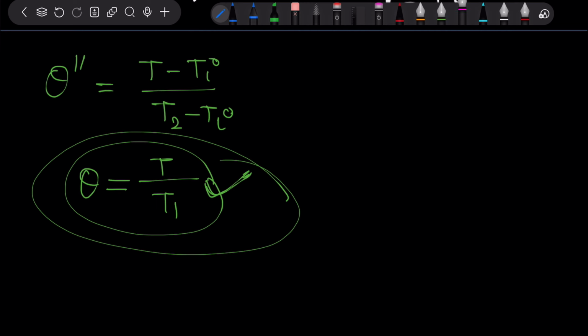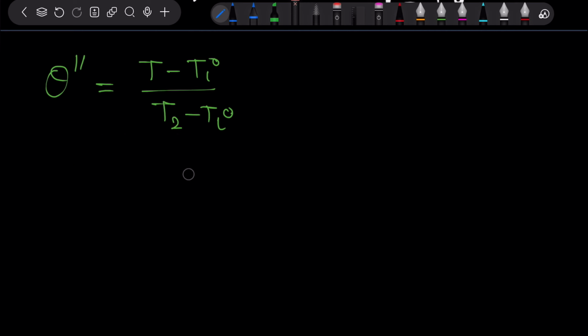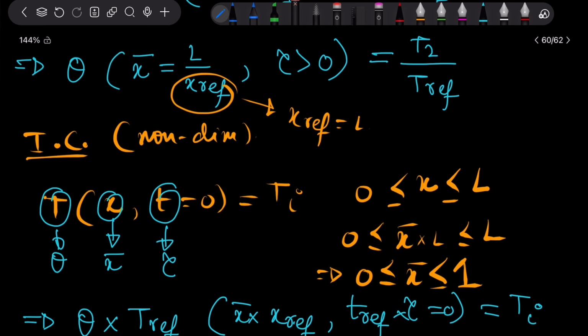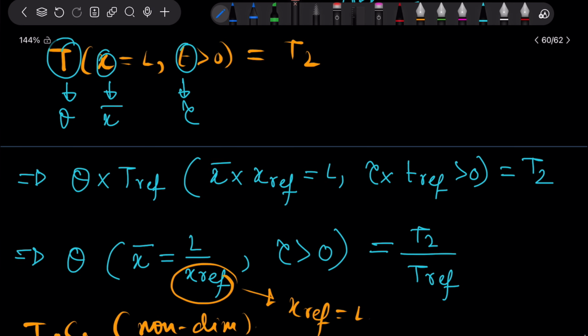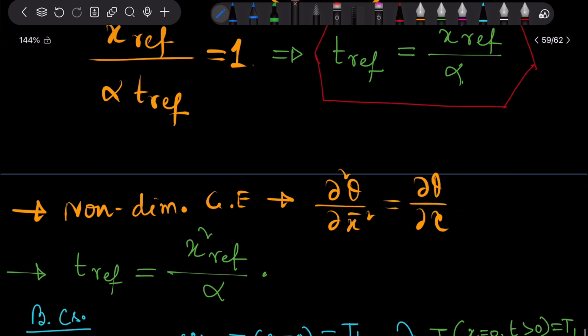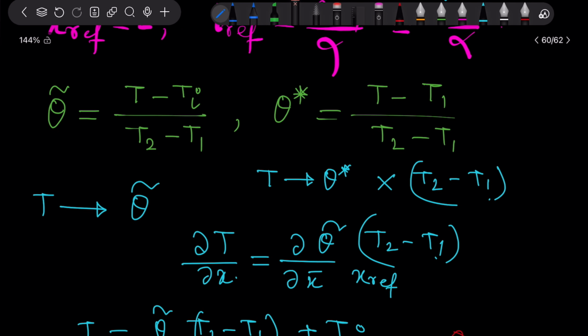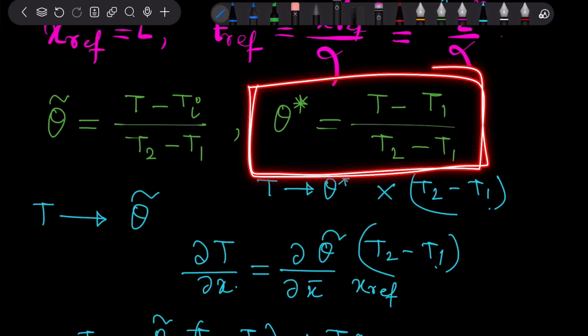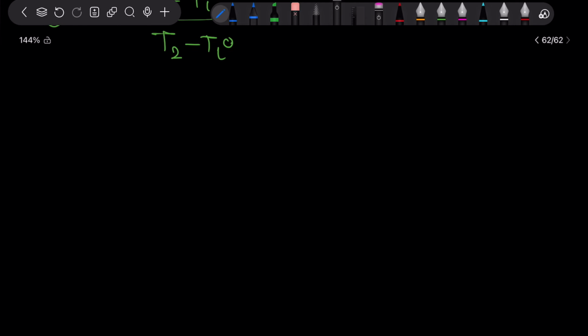Okay. So in this problem I will go with this one, this theta tilde maybe. Okay, I will go with this one, this theta star. So let me just freshly write the non-dimensionalized problem.